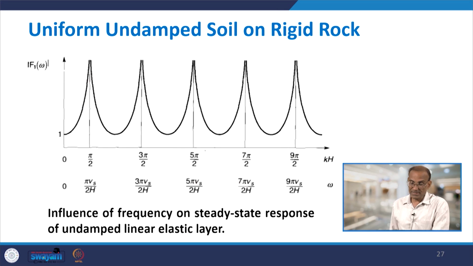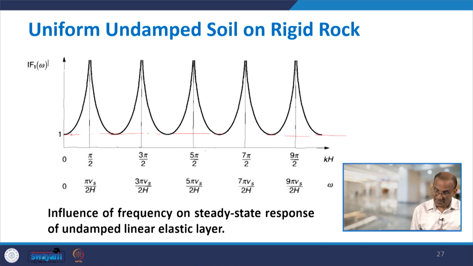So, what you see here, the peak values: the first peak will come at pi by 2, the second at 3 pi by 2, 5 pi by 2, 7 pi by 2 and so on, and all these minimum values are 1. So, if I draw a line of one here, then it will pass through these points.